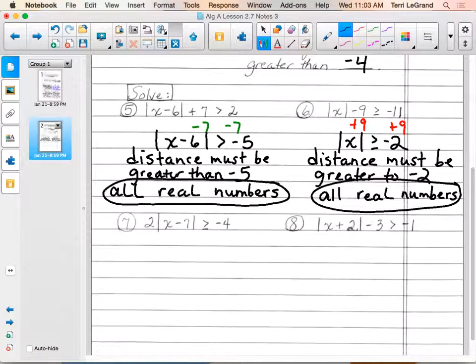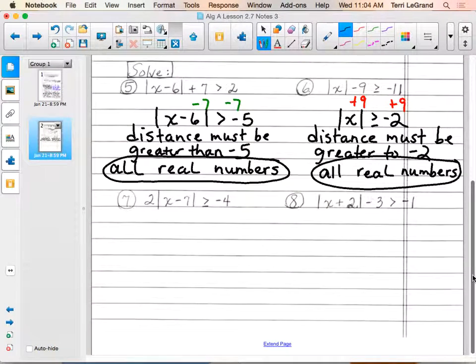What if it would have said absolute value of x is less than or equal to -2? Then it would have been distance has to be less than or equal to -2. Well, it can't be equal to -2, so we'll ditch that. Can distance be less than -2? No. Then this would have been a no solution one. So you're going to have to make the call based on what it says when you write out what it's telling you. Okay?